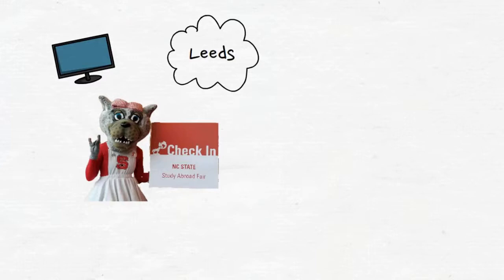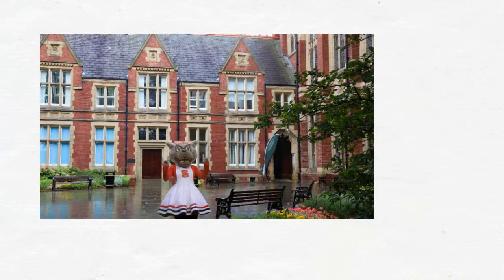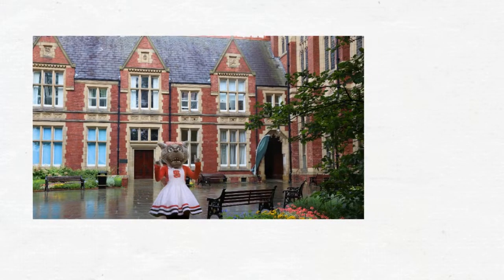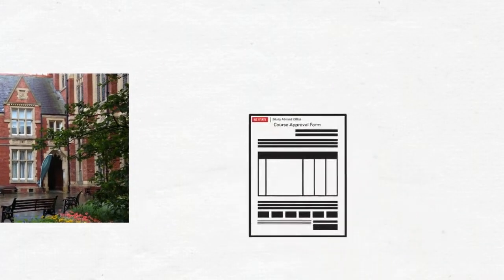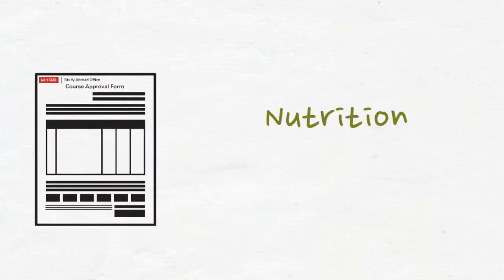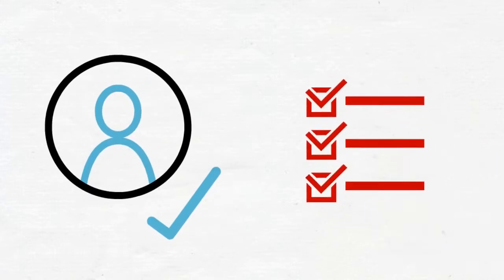After attending the Study Abroad Fair and reviewing our Programs by Area of Study page, Ms. Wolf decides to apply to study abroad at the University of Leeds in the UK for a semester as an exchange student. Because she'll be earning transfer credits, she will need to complete a course approval form as part of her application. Her first major is nutrition, and she has a minor in philosophy. She has already spoken with her academic advisor to make a list of the requirements she needs to complete while she's abroad in order to stay on track for graduation.